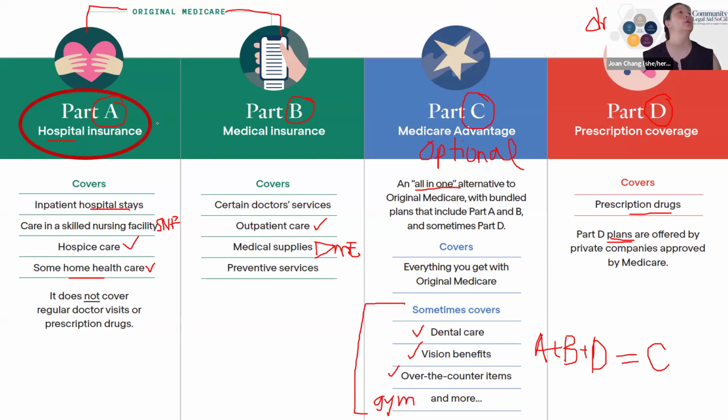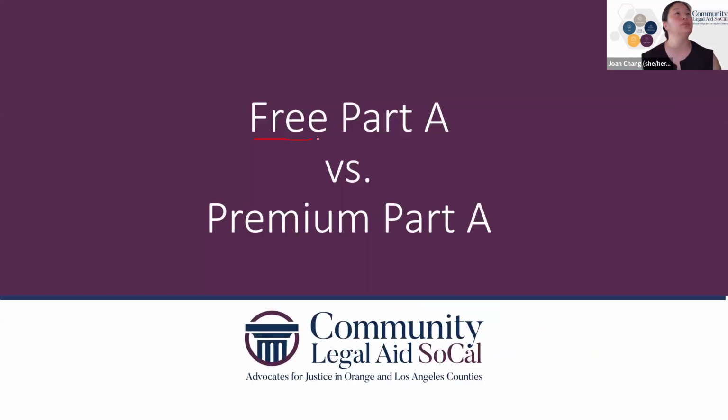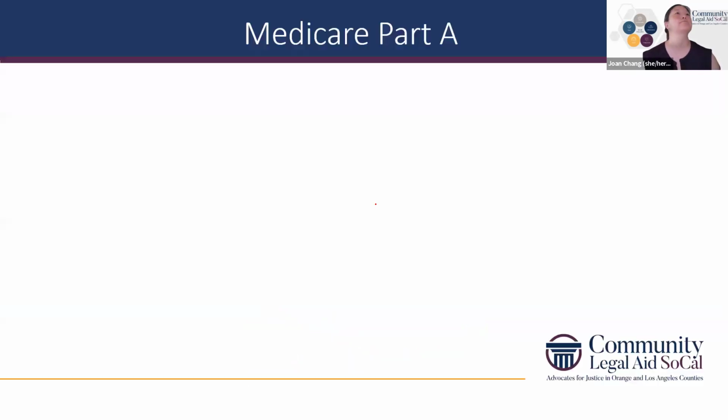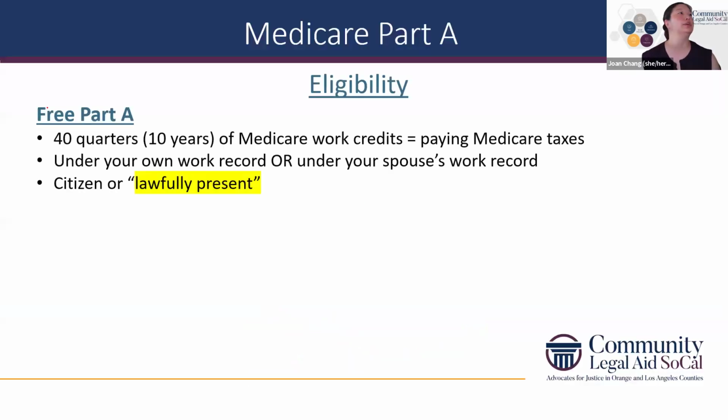Okay, we're going to talk about Part A. We're going to talk about Part A and then the different types of enrollment options, okay? So there's something called free Part A and then premium Part A. There's free Part A, I'm going to put it in quotes, and then premium Part A. So we're going to break down each of those different types of Medicare Part A.